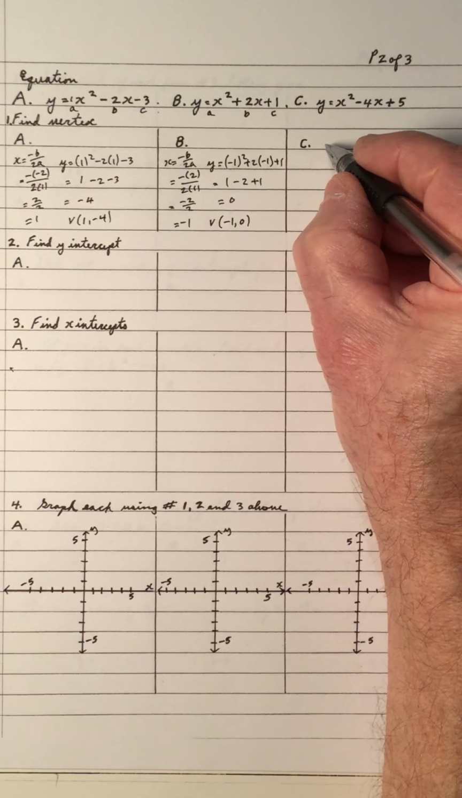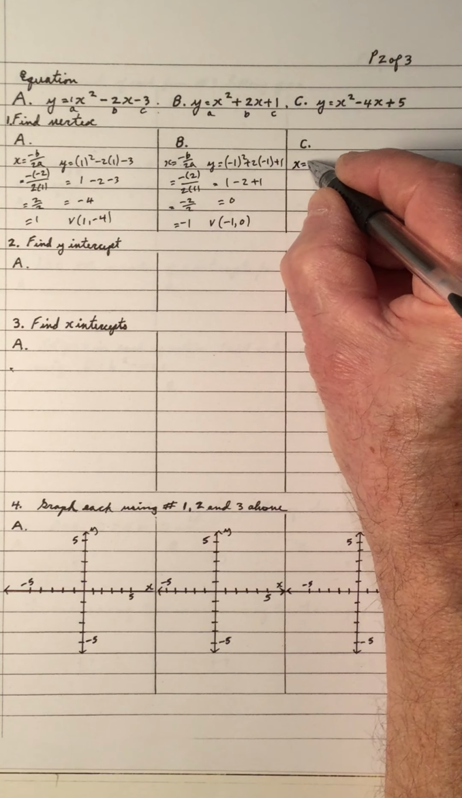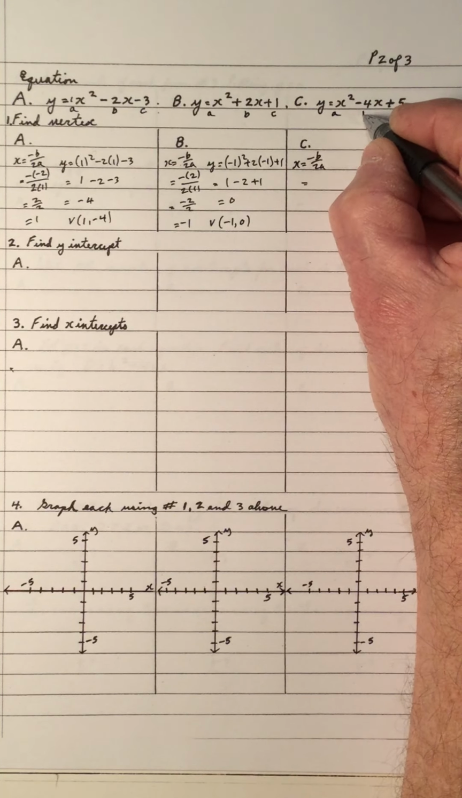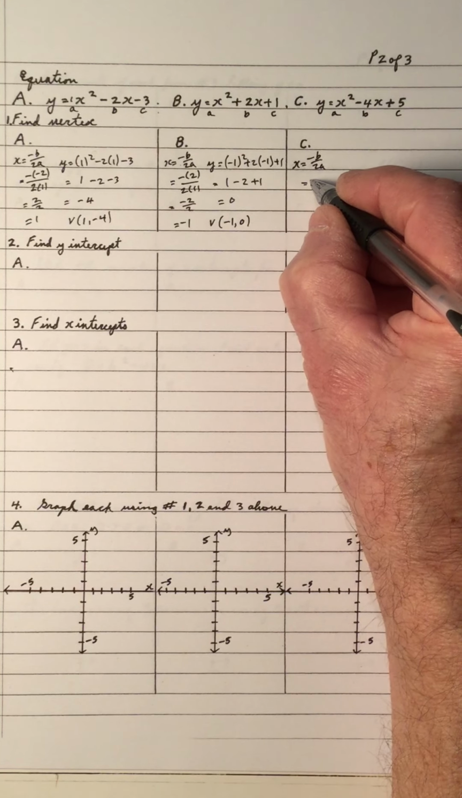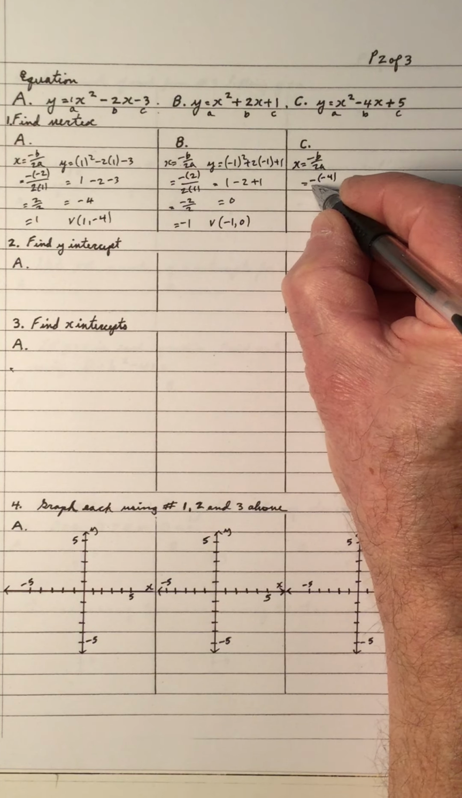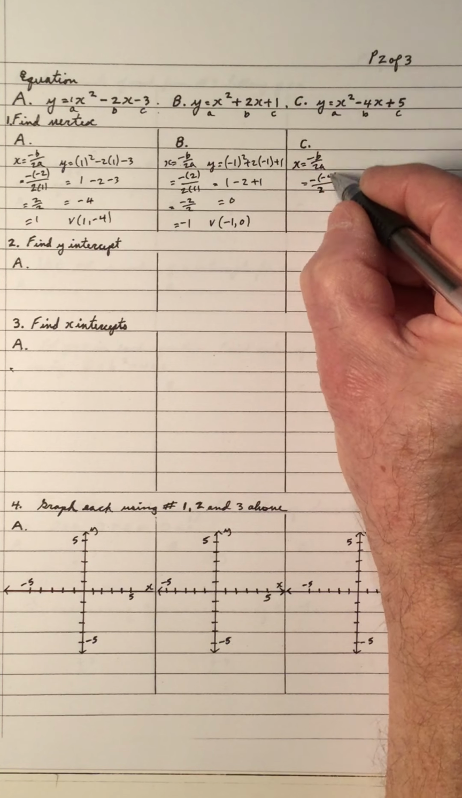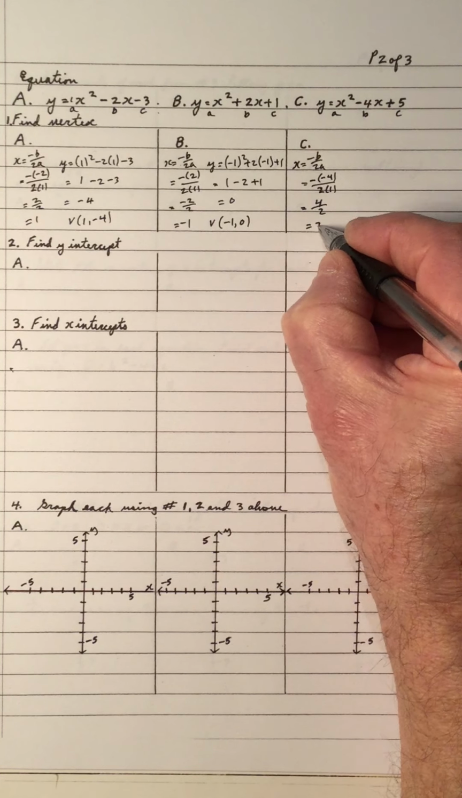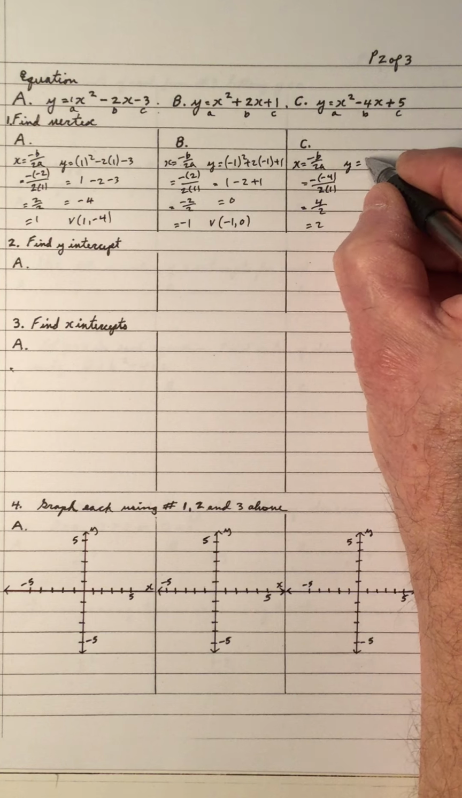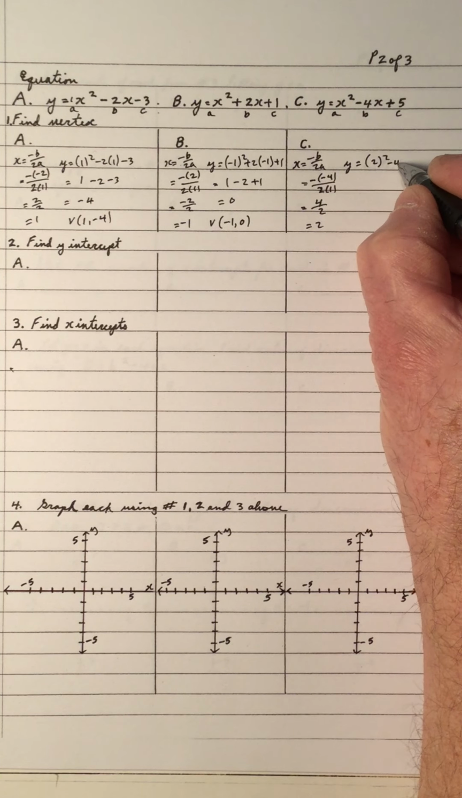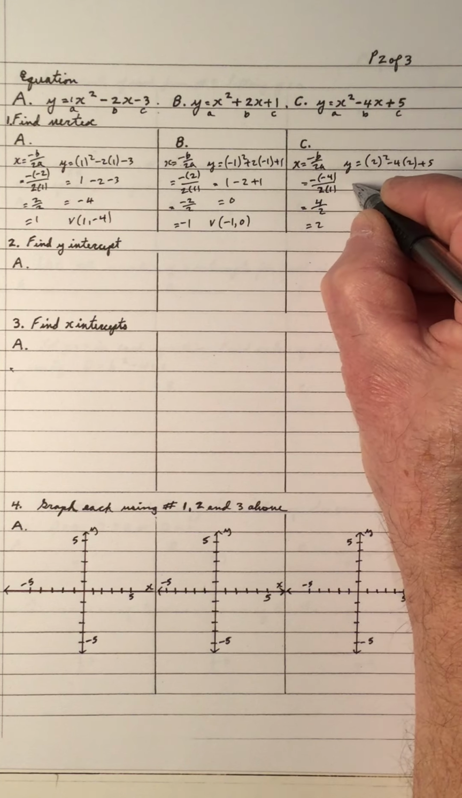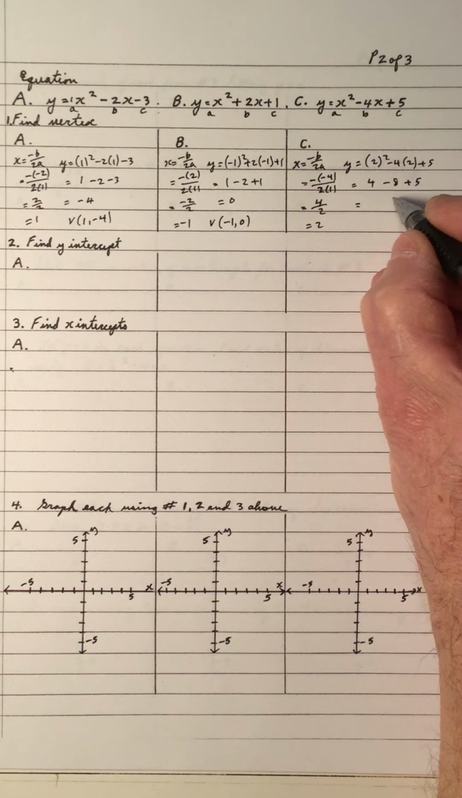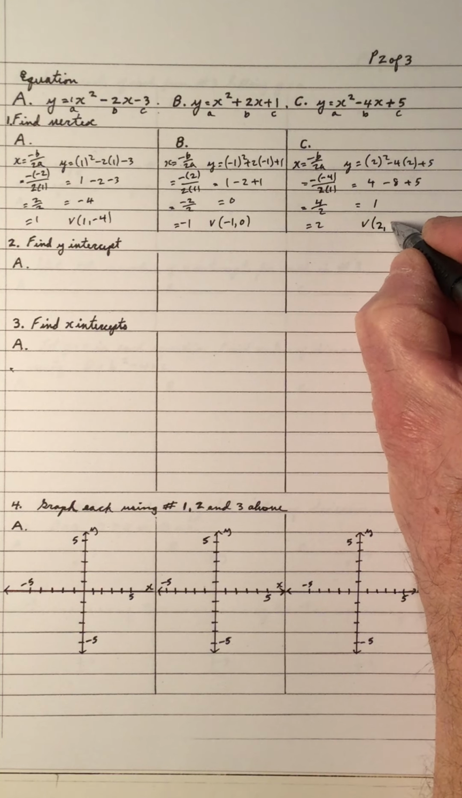And the same for C. I have x equals negative b over 2a. Again, a is 1, b is negative 4, c is 5. So that's the negative of a negative 4 all over 2 times a, which is 1. That gives me 4 over 2, which is 2. And I'm going to sub 2 into the equation. And that works out to be 4 minus 8 plus 5. Negative 4 plus 5 is 1, so the vertex is 2, 1.